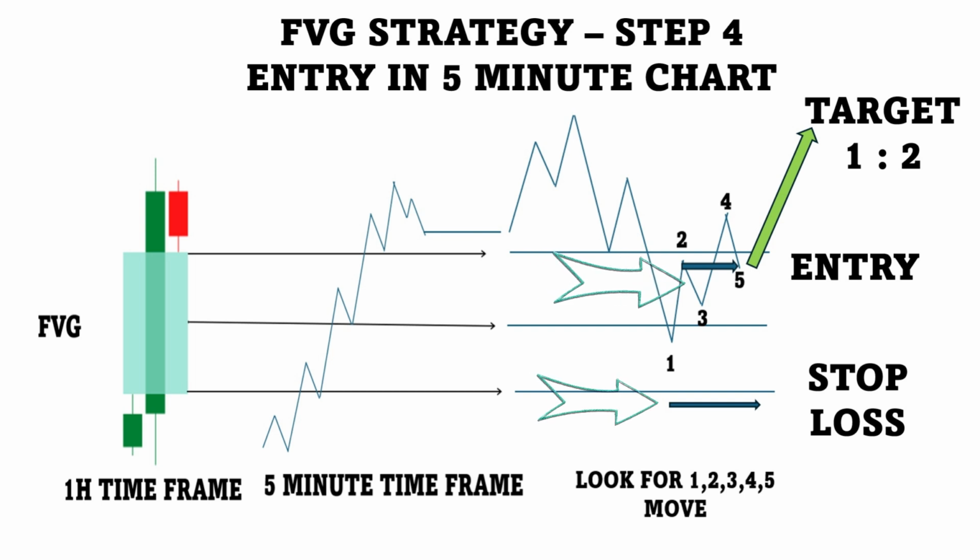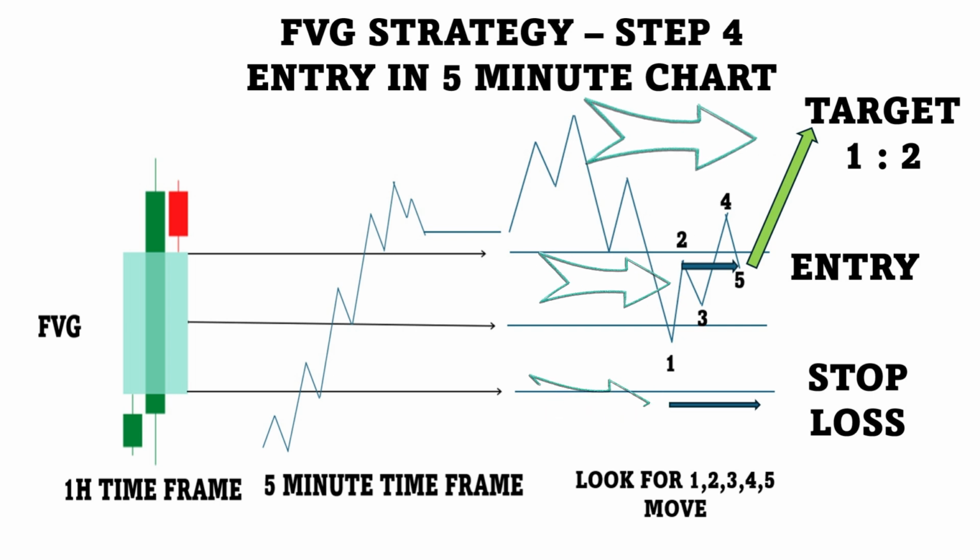Your stop loss will not be below the support zone. It will be below the fair value low level. Okay, so your stop loss is going to be below the fair value low level, and your target will be 1:2. Now, there are traders who can take a bigger target, but initially, when you're starting out, go for a 1:2 risk to reward ratio.